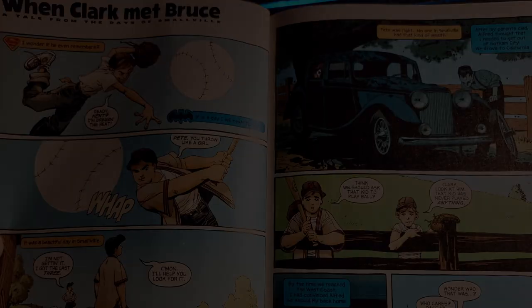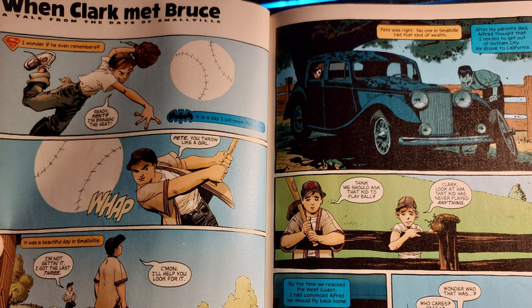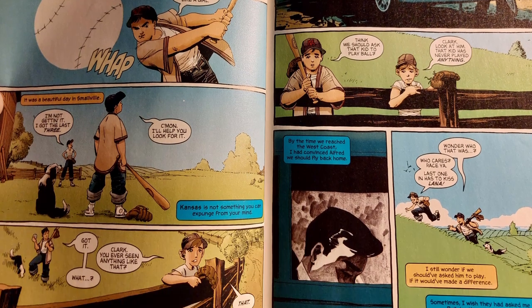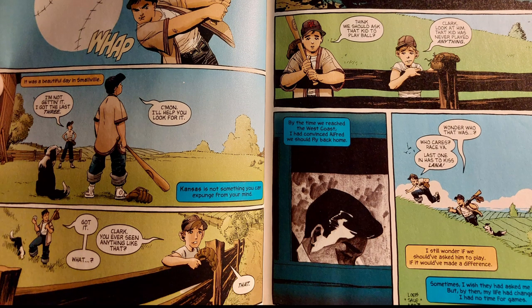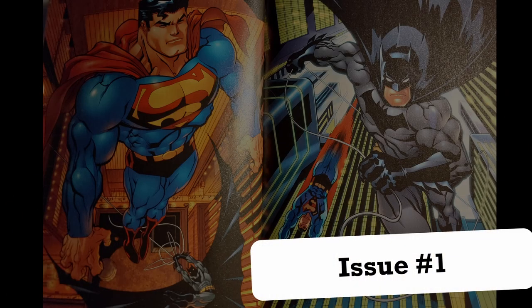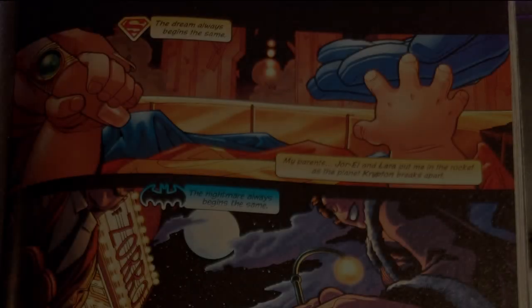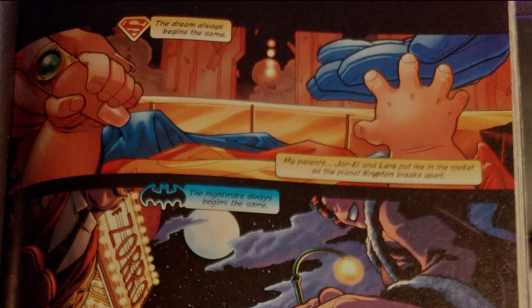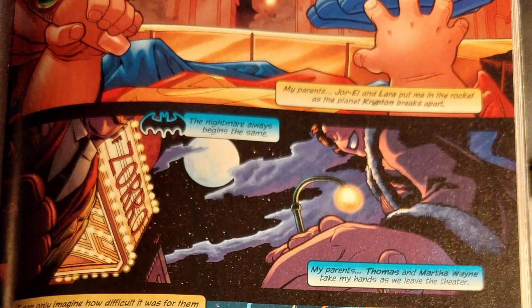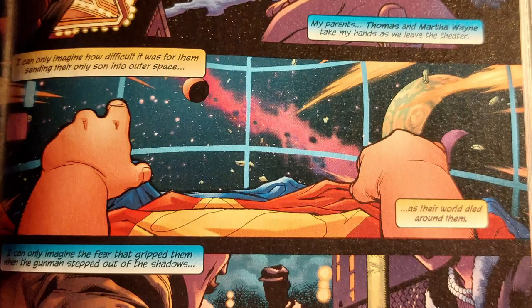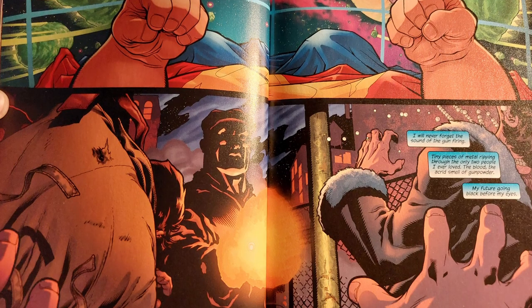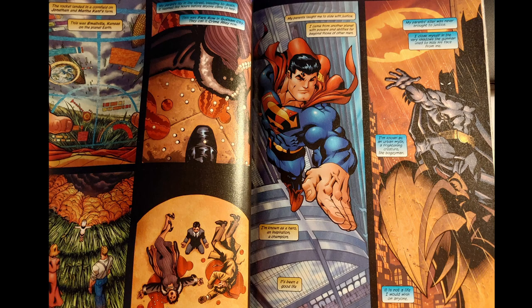Moving on. The trade graphic novel I have opens first with a 2 pages long short story drawn by Tim Sale that has nothing to do with the story. It is essentially a this happened and didn't lead to anywhere thing. Issue number 1. As the first issue of the 87 issues long run, plus 5 annuals, the story begins with a rethread of Superman and Batman's origin stories with that dual narration from both commenting on them.